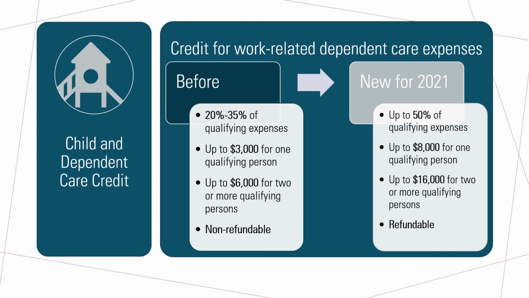Now, for 2021, things are a little bit more generous, as we talked about before. So now taxpayers can get a credit of up to 50% of the qualifying expenses that they paid. And they can claim, instead of $3,000, up to $8,000 for one qualifying person and up to $16,000 for 2 or more qualifying persons. And in addition to that, this credit is now going to be refundable for most of our taxpayers.